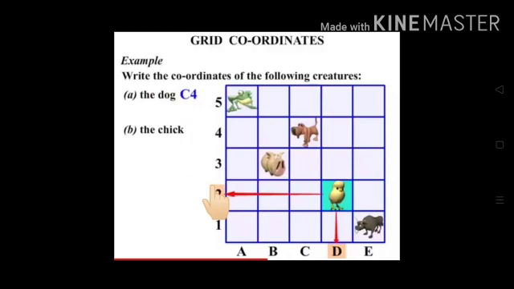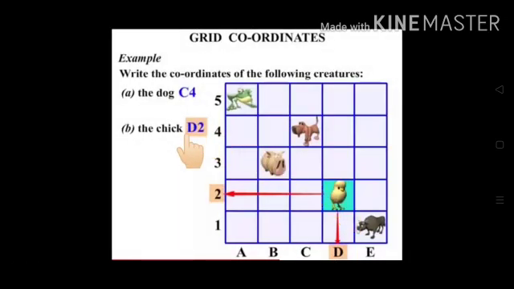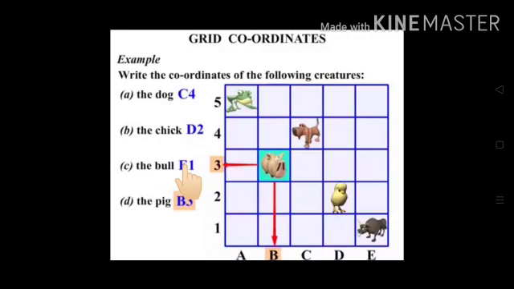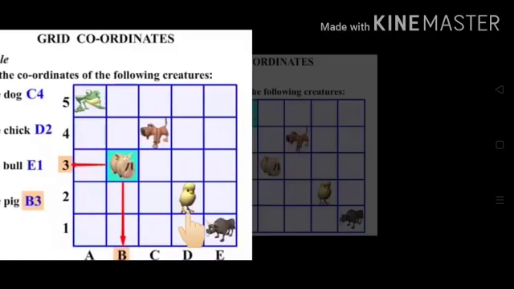Now the chick. What is the location? 2 and here D. It means the location of chick is D2. Okay. Now next bull. Bull is in E column and 1 row. Then what is the location of bull? It is E1. Now what is the location of pig? It is in B column, B square and 3rd row. Then the absolute location of pig is B3 children.